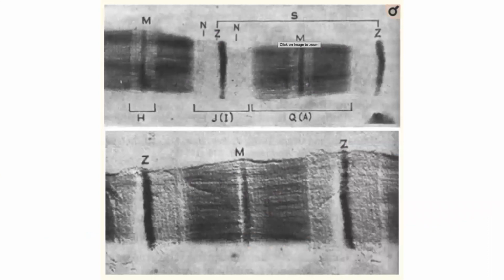This is the muscle under the electron microscope. Now we can see a Z line, a black line here, and another Z line here. And there is a little black line in the center, which we call the M line. The basic unit of the muscle that we are seeing is what we call the sarcomere, which is the structure in between two Z lines.